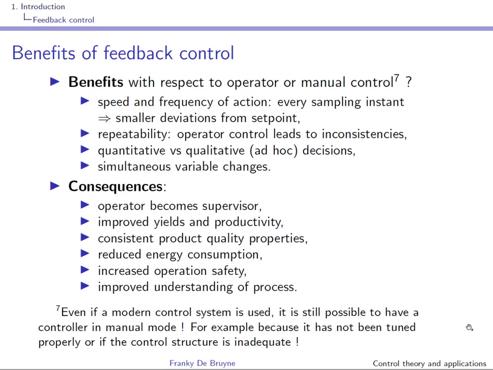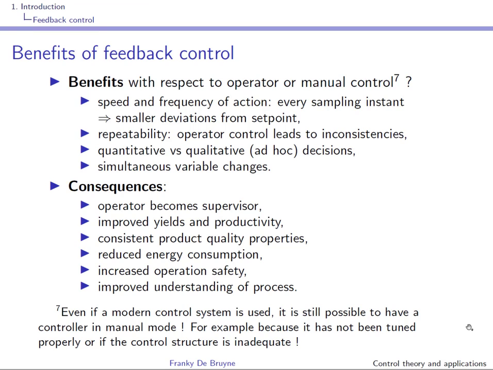The consequence of process control in automatic mode is that the operator becomes a supervisor and that the productivity will improve and go together with more consistent product quality properties. There is also a big chance that there is a reduction in the energy consumption and an increase in the operation safety. And since when you do process control, you very often have to do it on the basis of a model, you'll improve your understanding of the process.